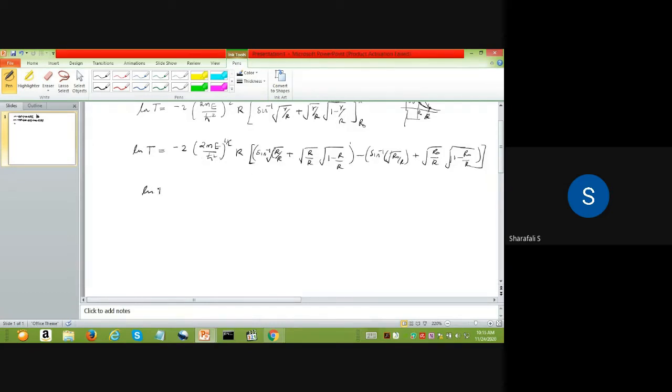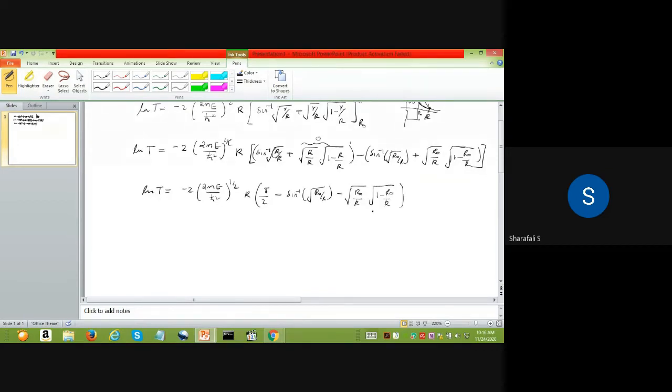Now this is further reduced into minus 2 times (2me by h cross square) all raised to 1 by 2, and that will be R. And what is this? Sine inverse r by r is sine inverse 1, that is pi by 2. And then this term will become 0, because 1 minus r by r will become 1 minus 1. This term becomes 0, and multiplied by this also becomes 0. So these two will become 0, and then we have minus sine inverse of root of r0 by r, and minus, this is also minus root of r0 by r, root of 1 minus r0 by r.